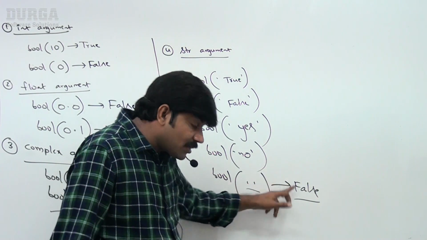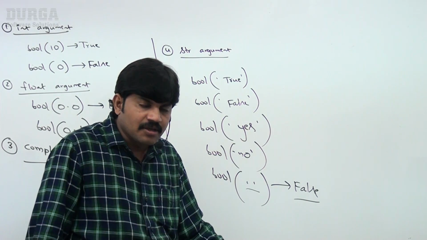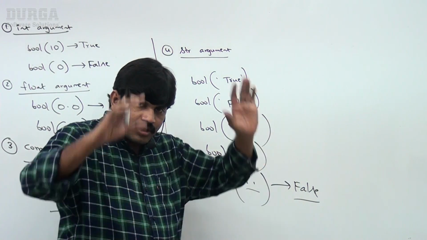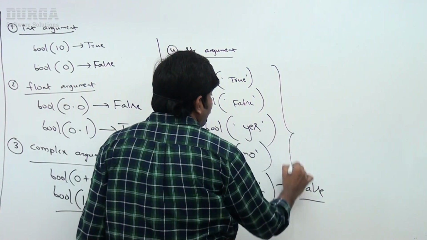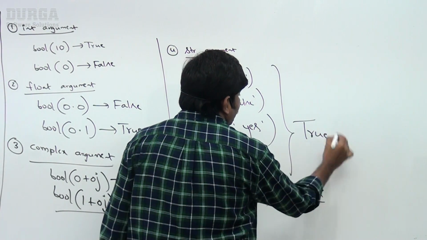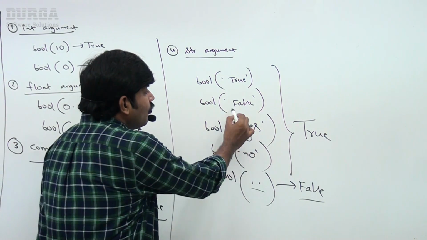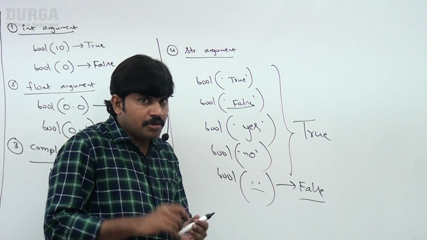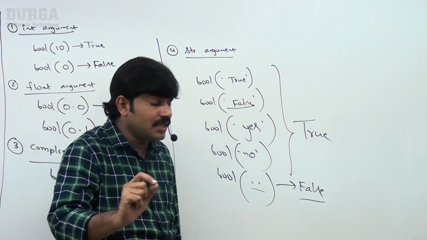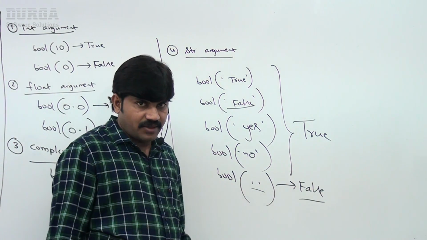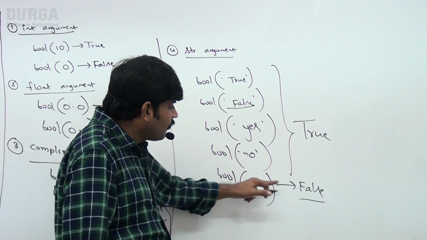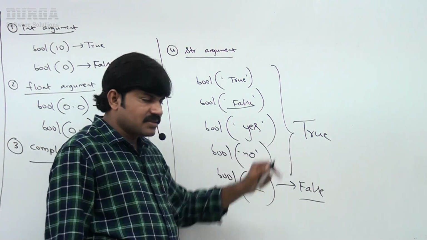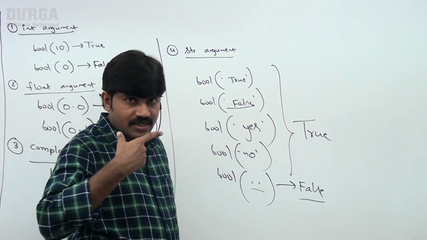If it is not empty, it may contain true or false or Durga or yes or no. In all cases, we are going to get true as the answer. Remember this one. Even bool of false will become true. Only if the string argument is an empty string, then it is treated as false. If it is not empty, then it is considered true, right? Any doubt about this one?